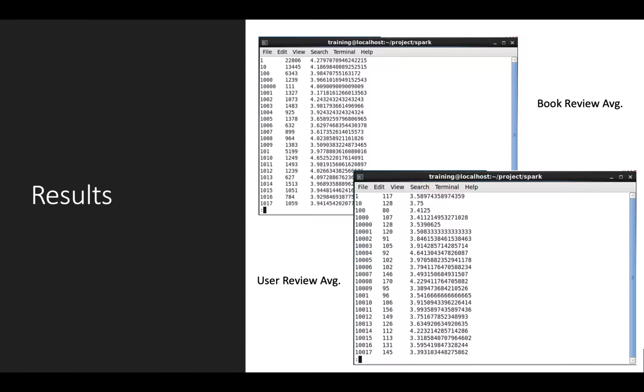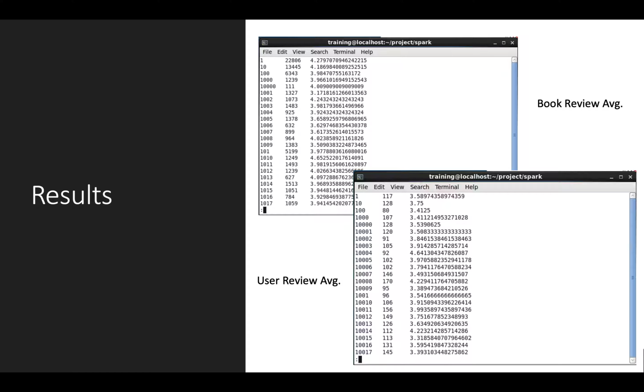So here's sort of the results that we have. The first 2 items here are the book review average and the user review average. Up on the top section, what you see is a listing of the books, their count, and their average rating. So that first row is book number 1. It had 22,806 reviews, and the average review is 4.27. So right there, that would tell you that's probably a book that you want to see. You'll see that book come up here in just a second as well. But that's probably one that a lot of people would want to read or have recommended.